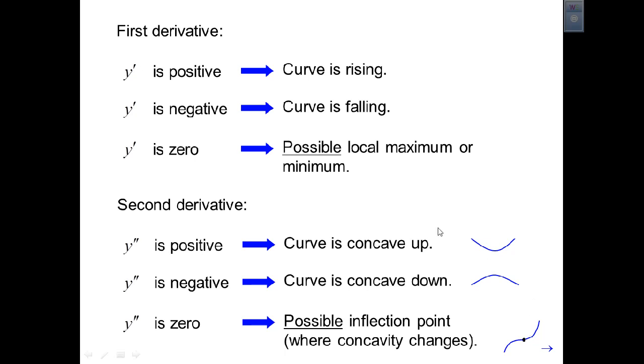Now, just like we talked about a possible local maximum and minimum, it's a possible inflection point. This is not enough to prove that's an inflection point. This is not enough to prove that we have a local maximum or minimum. Remember that. Just the derivative being 0 or the second derivative being 0 is not enough. You actually have to prove what it's doing.